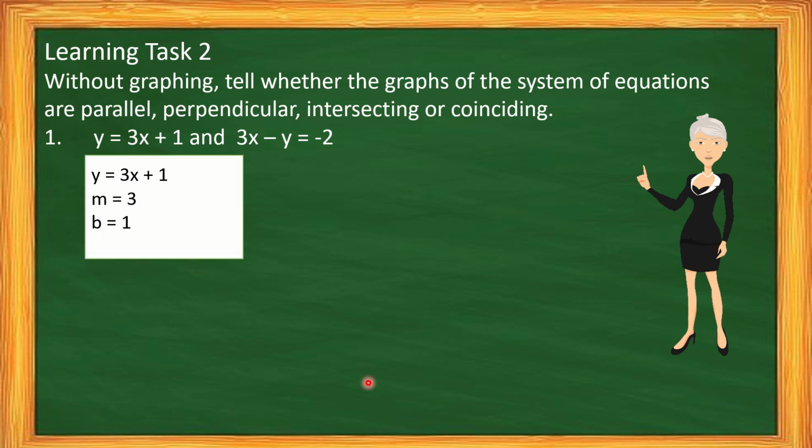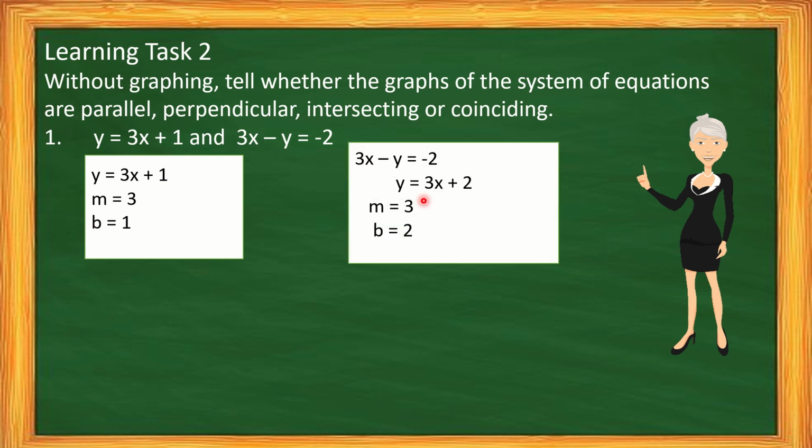So here, ang ating slope is 3, y-intercept is 1. For the second equation, our slope is positive 3 kasi ililipat natin yung y, then yung negative 2 ililipat natin, so magiging y equals 3x plus 2. So, ang slope natin is positive 3. Ang ating y-intercept is positive 2.